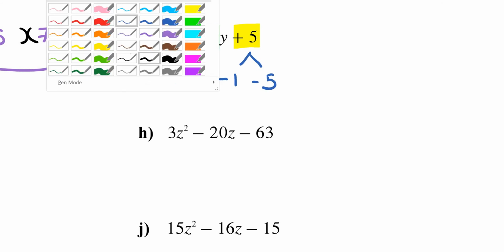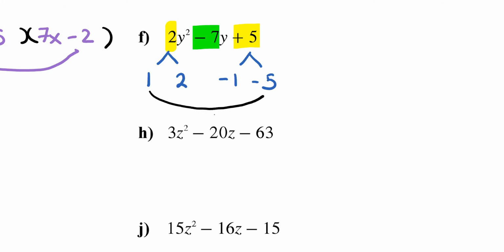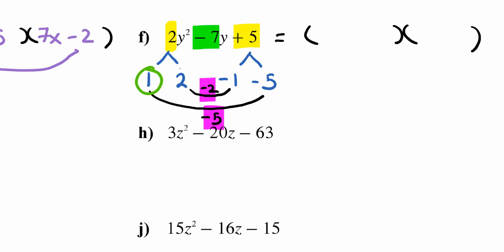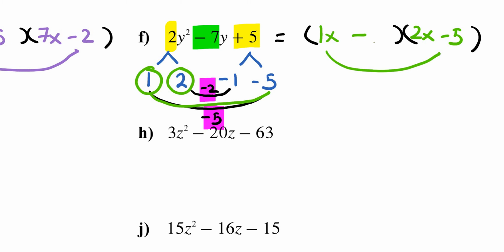All right, let's use the smiley face technique. 1 times negative 5 is negative 5, and 2 times negative 1 is negative 2. And for sure, if I look at this negative 2 and that negative 5, that gives me negative 7. So I have the right setup, and now we've got to complete the brackets here. Using my green marker, I have a 1 and a 2, so 1x and 2x. The 1 multiplies with the negative 5, so this is going to be negative 5, and this is going to be negative 1.